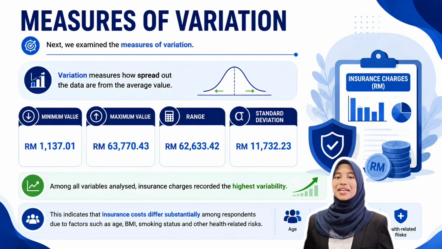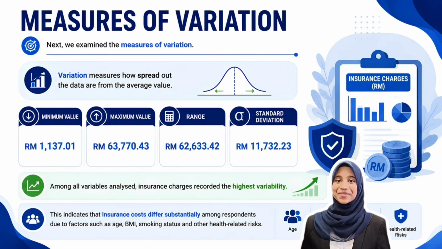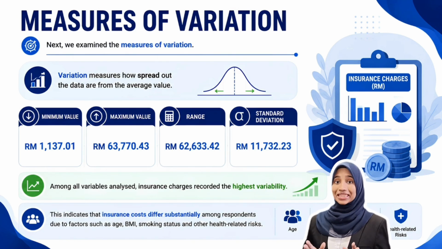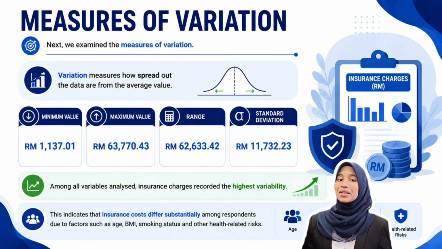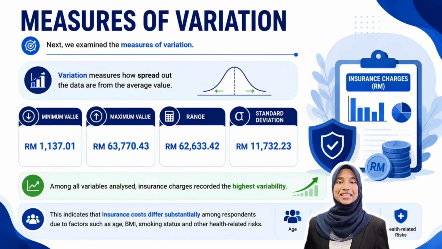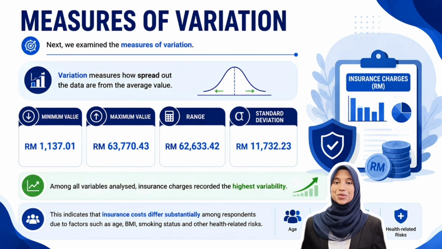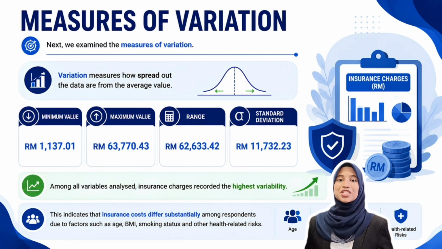Next, we examined the measures of variation. Variation measures how spread out the data are from the average value. For insurance charges, the minimum value is 1,137 ringgit and 1 cent, while the maximum value is 63,770 ringgit and 43 cents. The range is 62,633 ringgit and 42 cents, and the standard deviation is 11,732 ringgit and 23 cents.